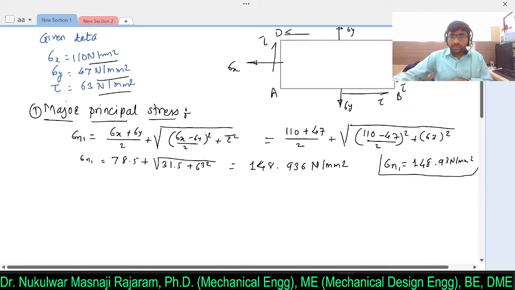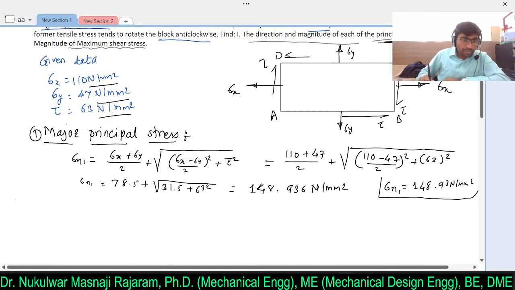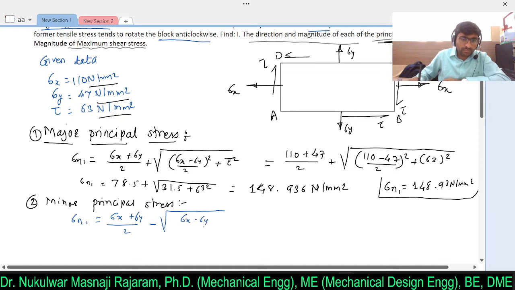So next we need to evaluate the minor principal stress. So I will write minor principal stress. What is the difference between these two? It is just the negative value. If you consider negative, then you will get the minor principal stress. So sigma n2 will be equal to, here I am just considering the minus, so I will write the formula: (sigma x plus sigma y) divided by 2 minus under root of ((sigma x minus sigma y) divided by 2) whole square plus tau square.